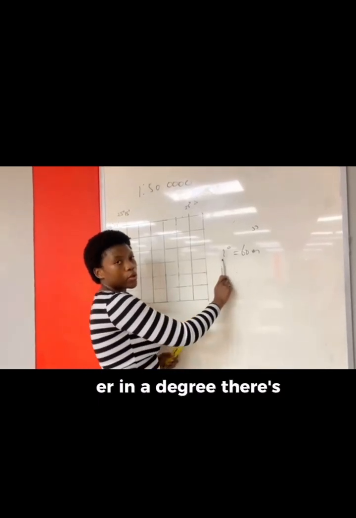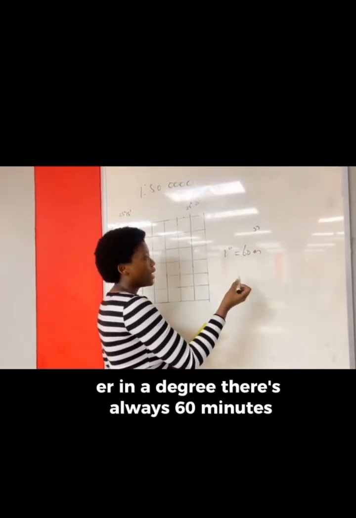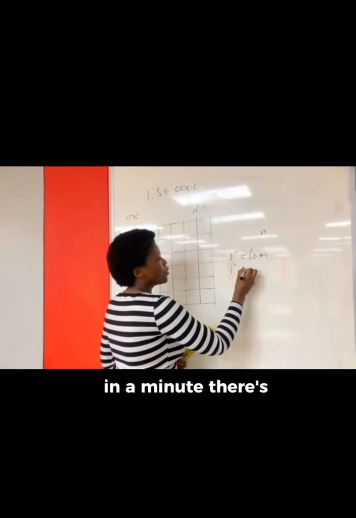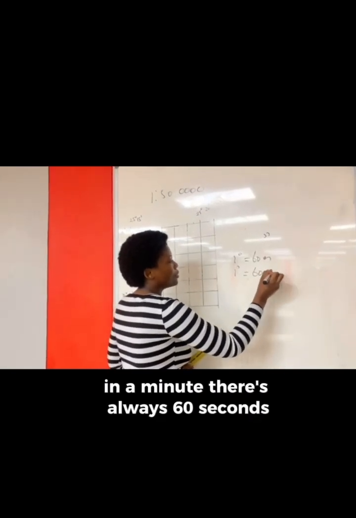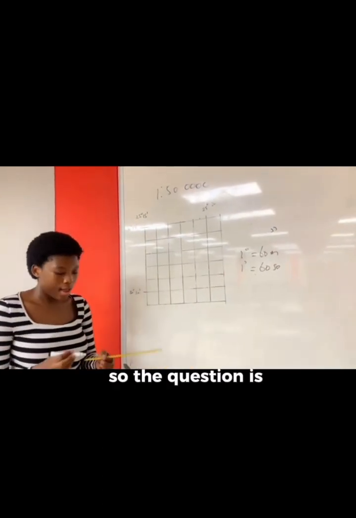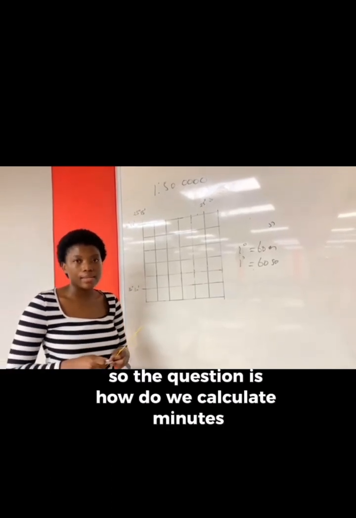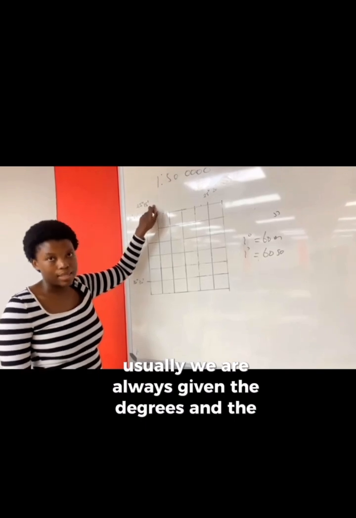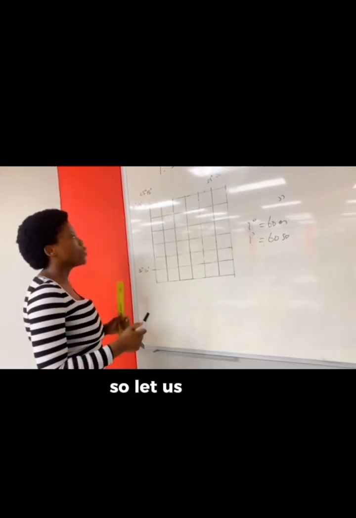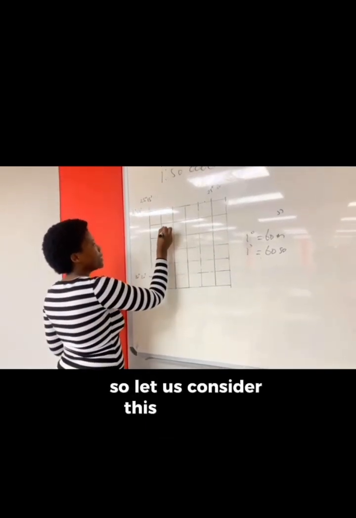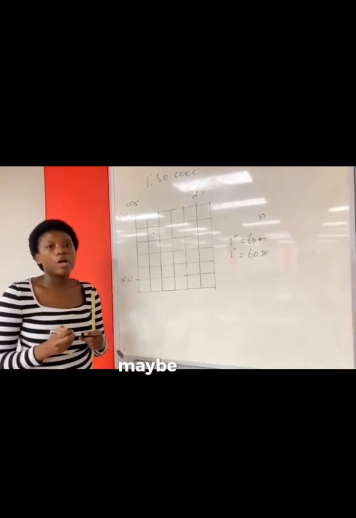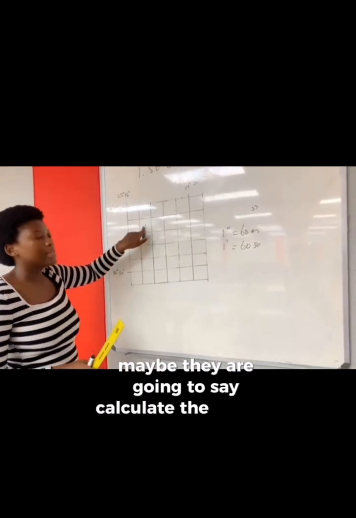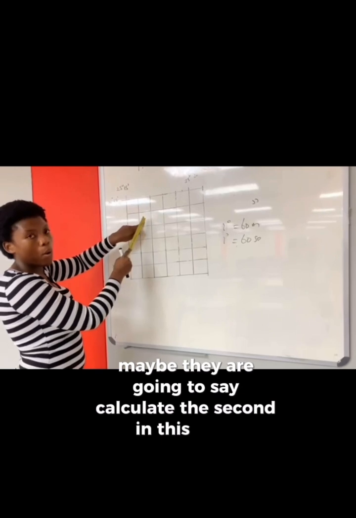In a degree, there's always 60 minutes. In a minute, there's always 60 seconds. So the question is, how do we calculate seconds? Usually, we are always given the degrees and the minutes. So let us consider this place here. Maybe they are going to say, calculate the seconds at this point.